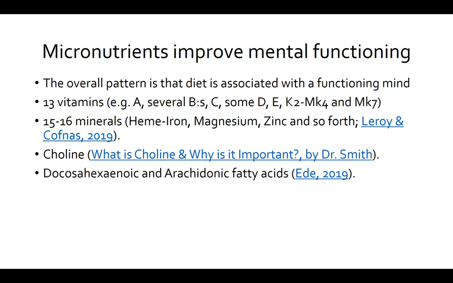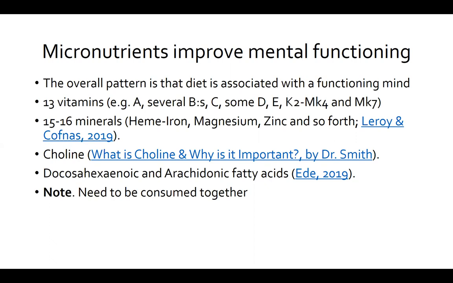Here comes very important stuff: docosahexaenoic and arachidonic fatty acids. And Ede here, Georgia Ede, she's a psychiatrist, used to work at Harvard actually, and she points to nutrition as a key feature for mental health, basically. And docosahexaenoic fatty acids are also the fatty acids that anthropologists argue is the reason that the brain growth took a leap 3.6 million years ago.